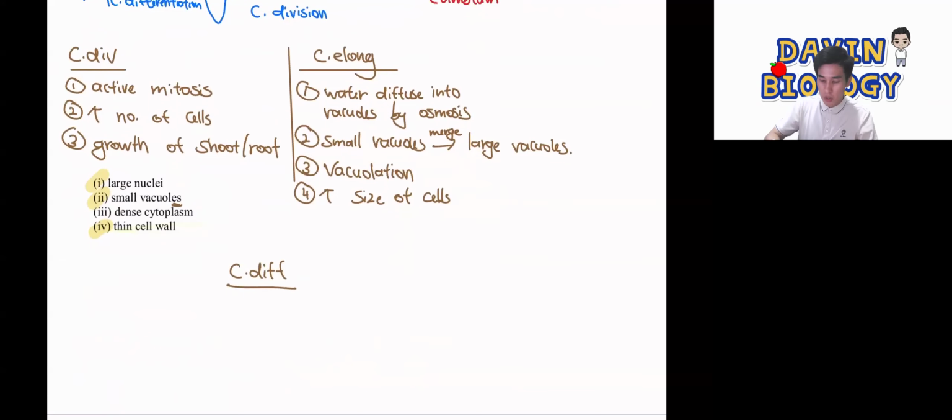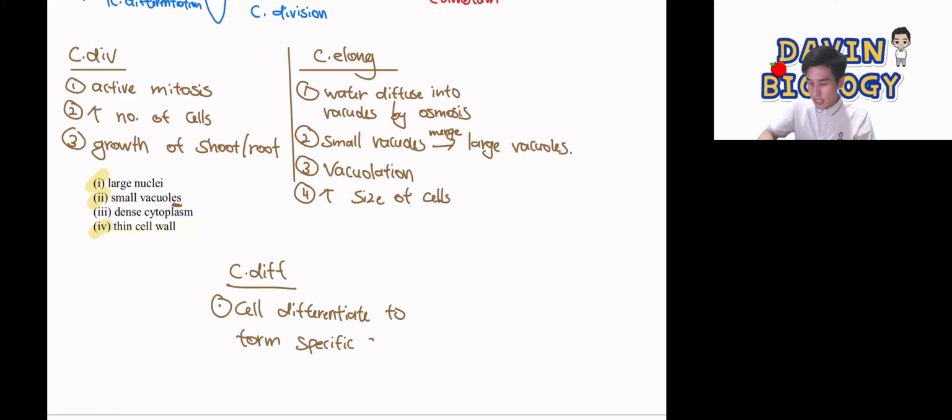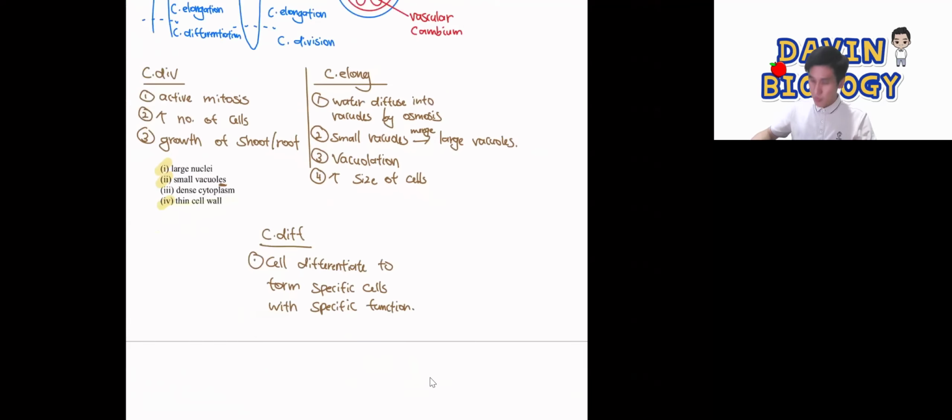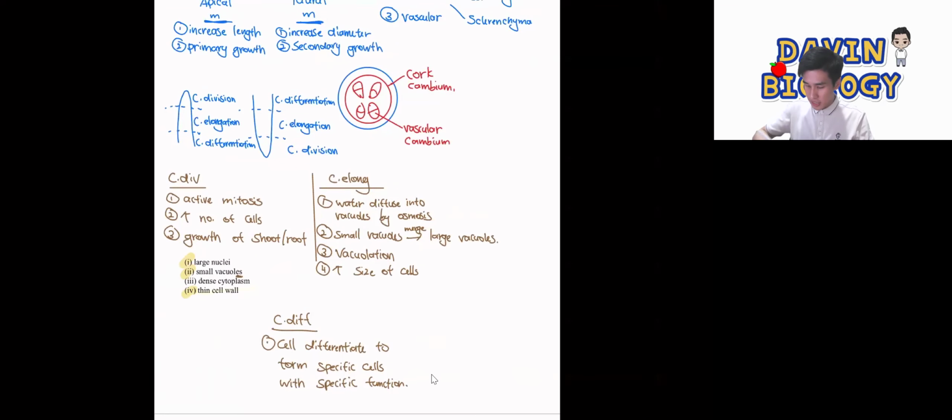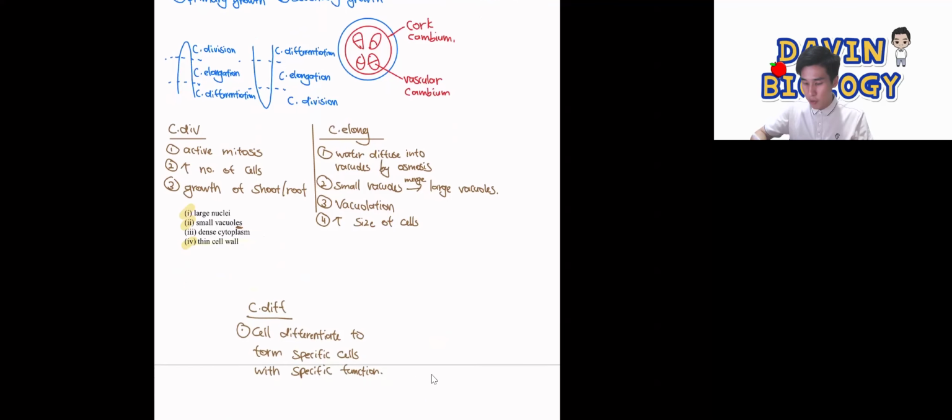So very simple, this one you just have to say the cells will then differentiate to form specific cells with specific function. Okay. So this is basically primary growth.